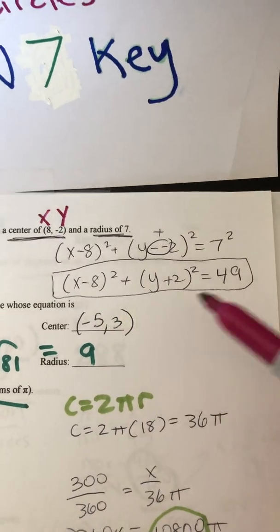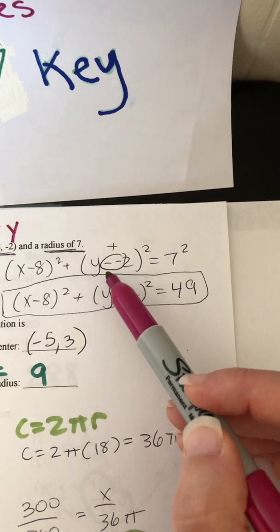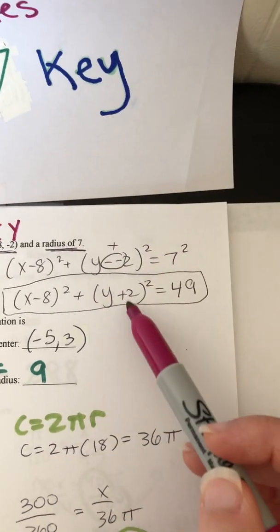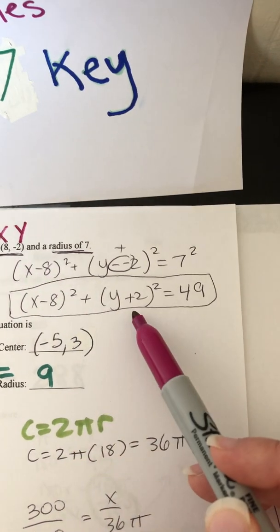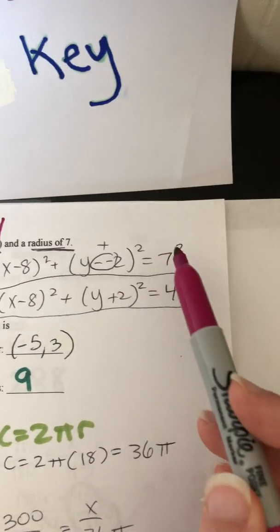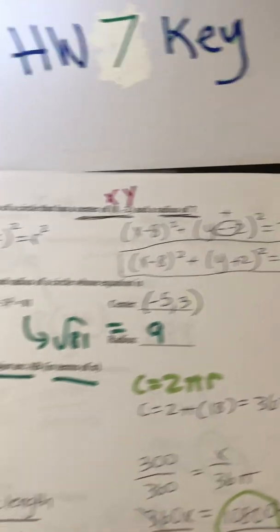That's like switching signs. That's a nice shortcut to think of. Same thing with the -2. It's really minus a -2, which becomes plus. Or just think, oh, it was a -2. In the formula, you're going to need the equation to have a +2. And then the radius was 7, so 7 squared is 49.